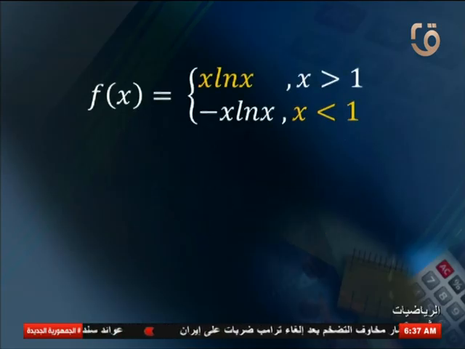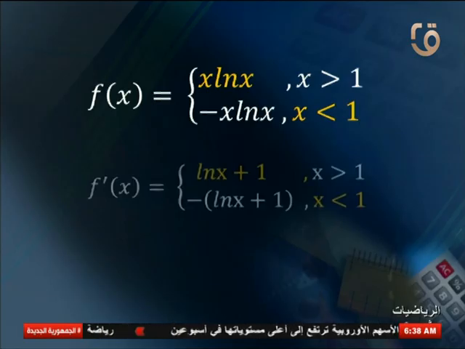When f of x equals x ln x when x is more than 1, or negative x ln x when x is smaller than 1. Why? Because of the original function, absolute x ln x.